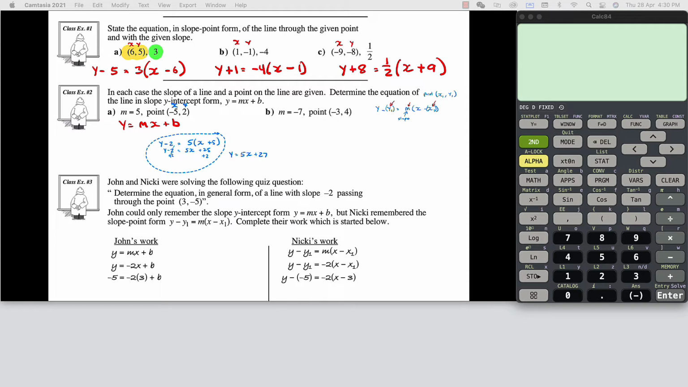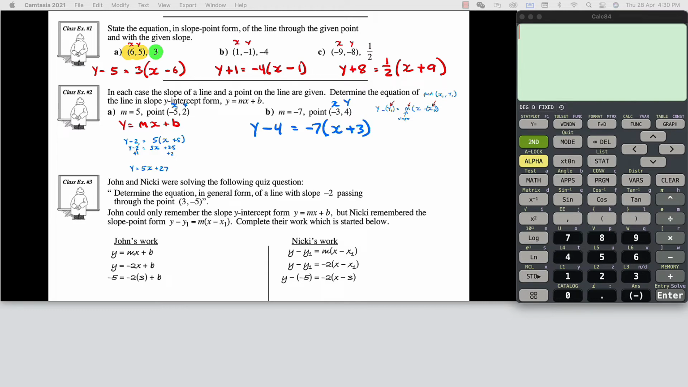Just give me 1 second here to move that over. Okay, now what about part B? Well, it's the same thing. I got a slope of -7 and a point of (-3, 4), and I got to put it into the slope y-intercept form. So I've got a point x right here and a point y, and it's going to be y minus y1, which is 4, equals m, which is -7, times x minus -3 becomes plus 3.